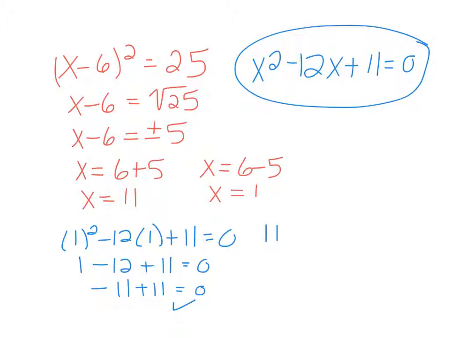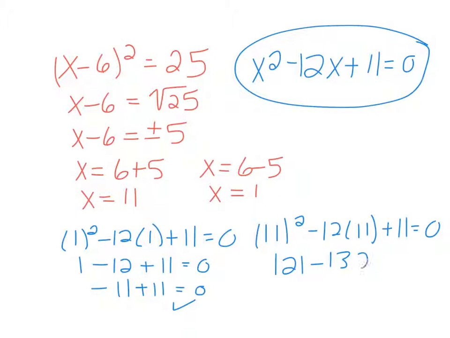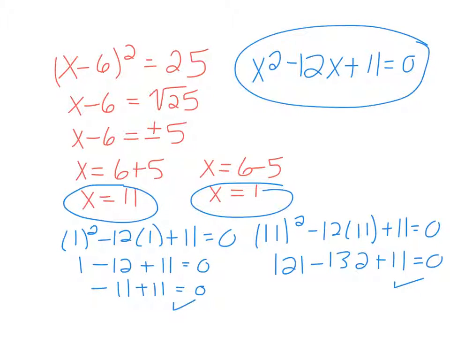And if we check the 11, we would have 11 squared minus 12 times 11 plus 11 is equal to 0. That will be 121 minus 132 plus 11 is equal to 0, and that will give us 0 as well. So our solutions are x is equal to 11 and x is equal to 1.